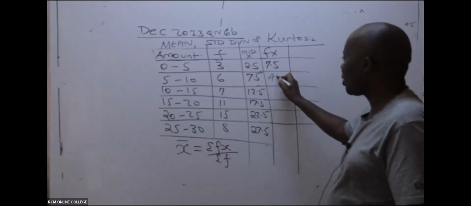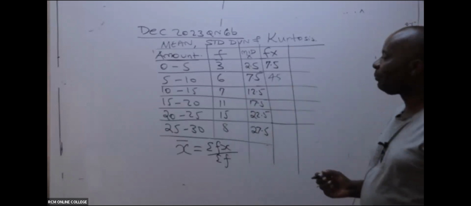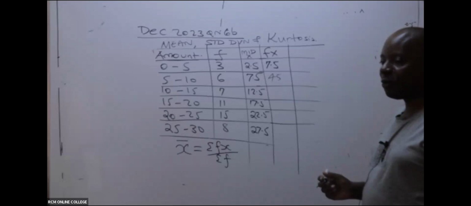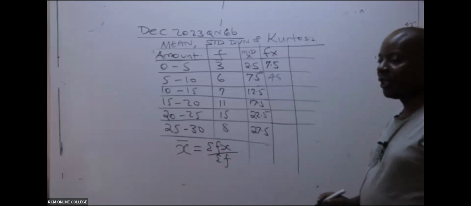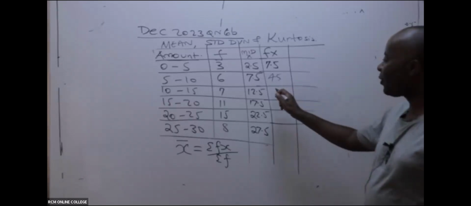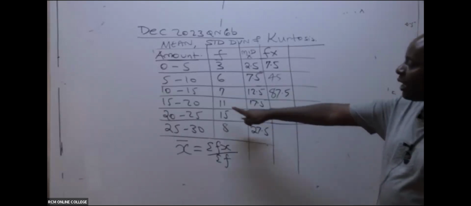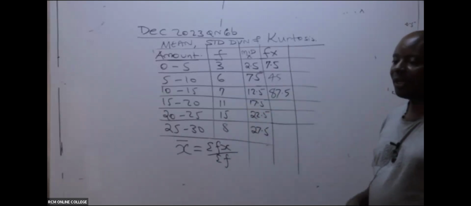Then we have 7 times 12.5. Yeah, we are simply doing fx. So 7 times 12.5. Somebody, what are we getting there? 87.5. Thank you. 87.5. From there, we get the next one, which is now this f times this x, fx.